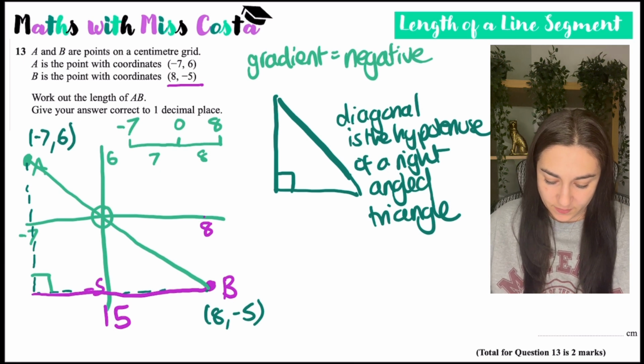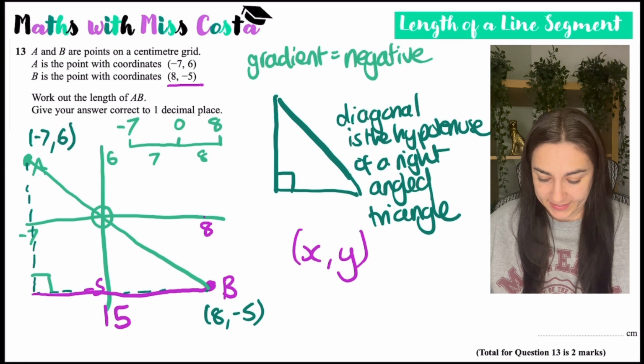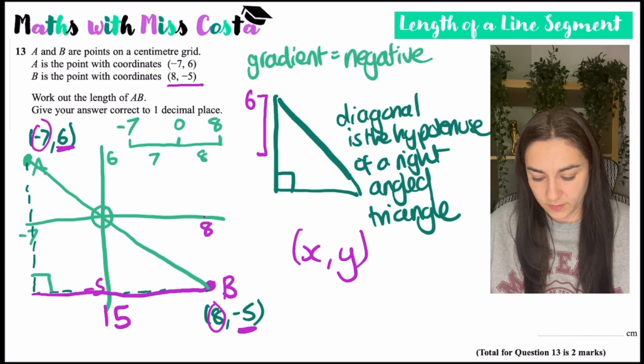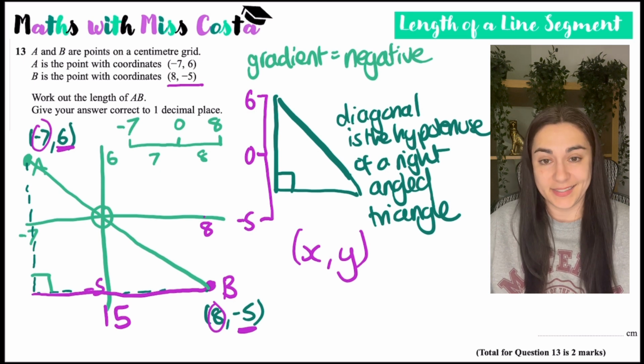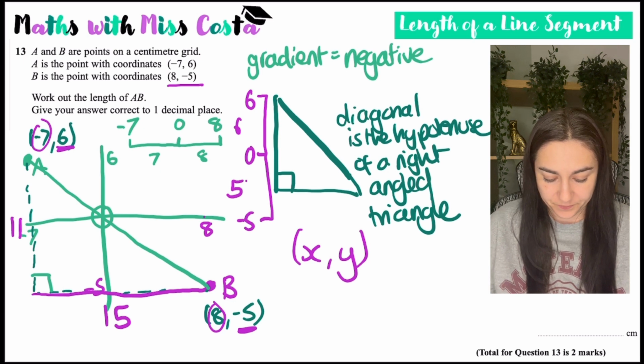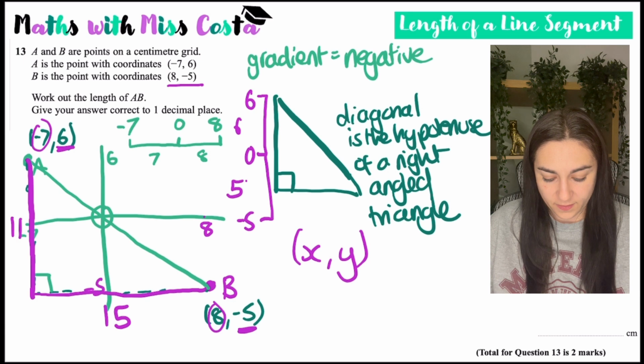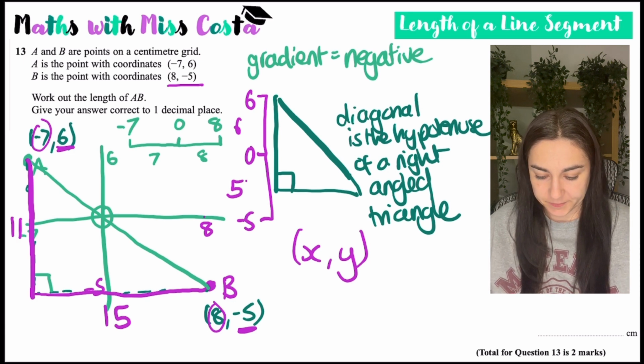Then we do the same with our y values, and remember every coordinate is x and then y, so your x values were -7 and 8. And then let's think about our y values. So we start at +6 and we go down to -5. So you can just visualize it again. The distance from 6 to 0 is 6, and then from 0 to -5 is 5. 6 plus 5 is 11. Okay, so we've got a right angle triangle and we've got the length of the height and the base.